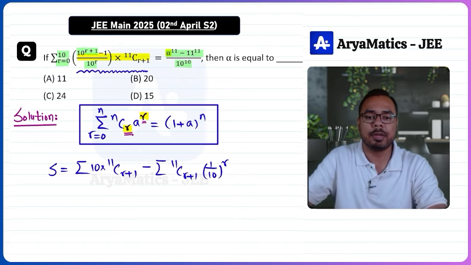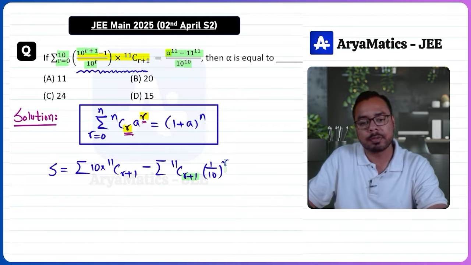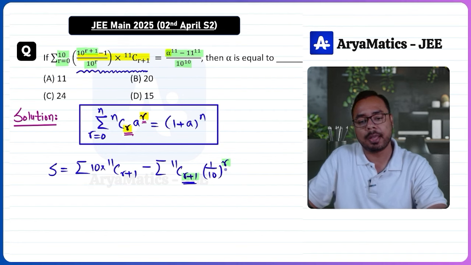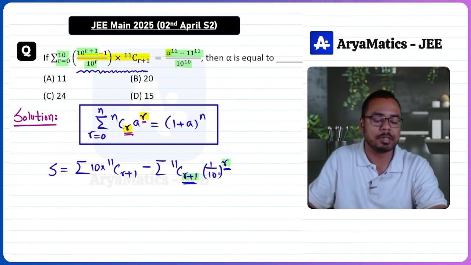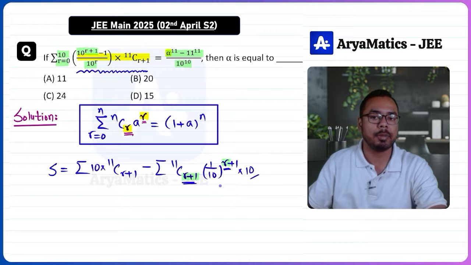And in this second one, you can see that in order to apply this formula, here we have 11Cr plus 1, and this one is 1 by 10 raised to r. Now, our aim will be to create the same number here and here, right? If this is 11Cr plus 1, we must have 1 by 10 raised to r plus 1. So, for that, we can multiply and divide by 10. If we divide by 10, it becomes r plus 1. And if we multiply by 10, that we can write in the numerator.